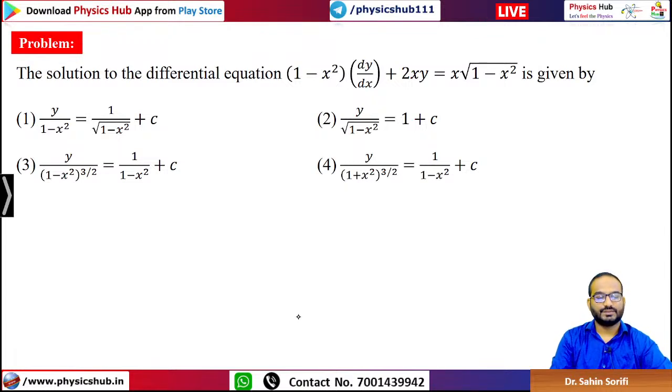Questions may come from this section, high chances are there. That is why we are solving multiple problems from this particular part. Solve this and let me know the answer in the comment section. I'll be back soon.